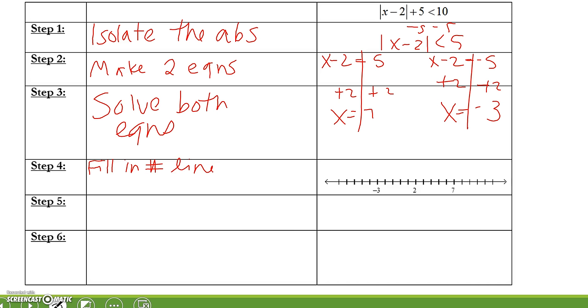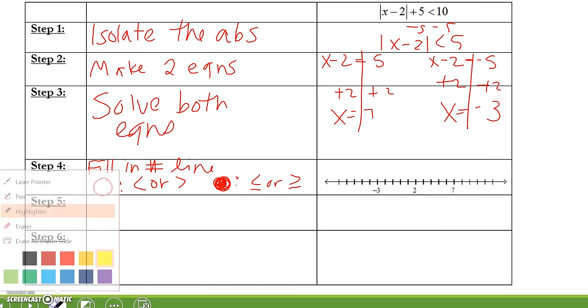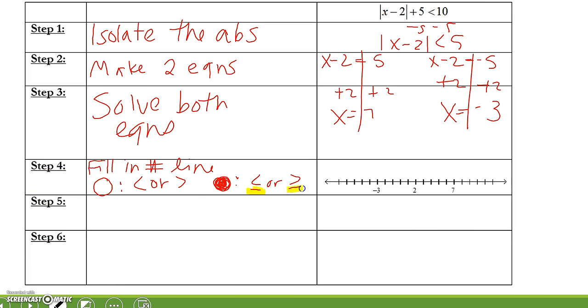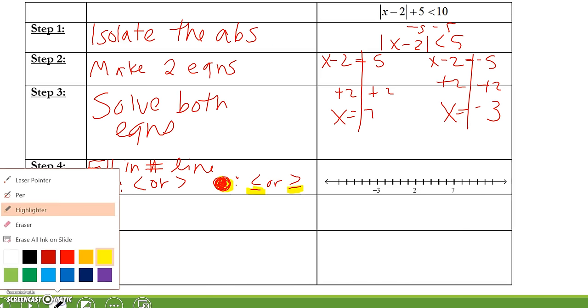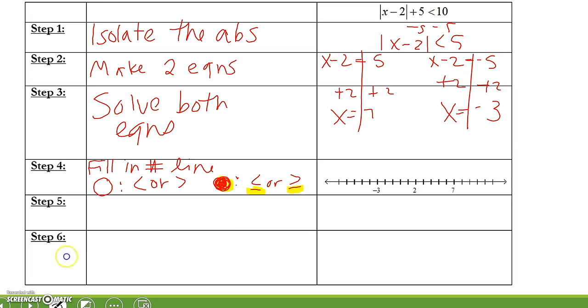And whenever you put the dots on the number line, you're going to use an open dot whenever the sign is less than or greater than. And you're going to use a closed dot whenever the sign is less than or equal to or greater than or equal to. So the difference is the fact that there is the line underneath. That's what makes it a closed dot. All right, so in this case, if we look at the original inequality, it does not have the line underneath it, so I'm going to put an open dot on -3 and 7.